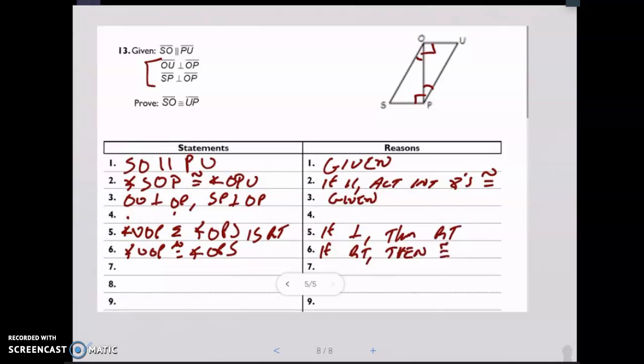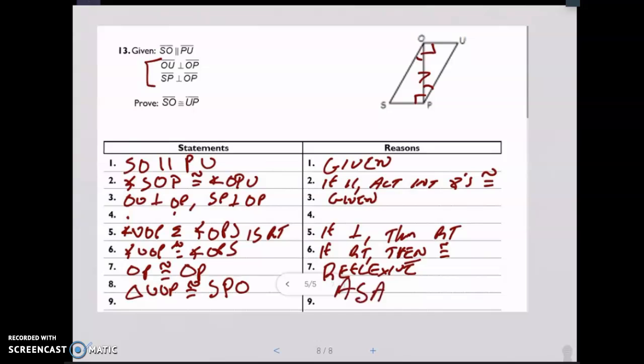And then finally, we have three more steps here. This is kind of a long one. We can get OP congruent to OP. That's Jenna's favorite property, the reflexive property. And now we can get the triangles congruent. Triangle UOP is congruent to triangle SPO because of angle, side, angle. The side is between the two angles, so it's going to be angle, side, angle.